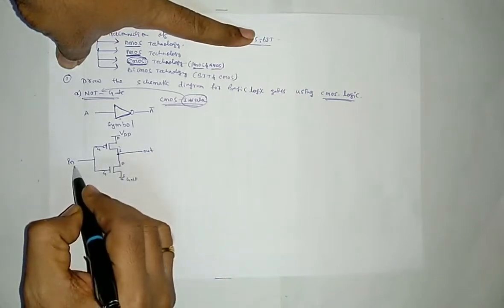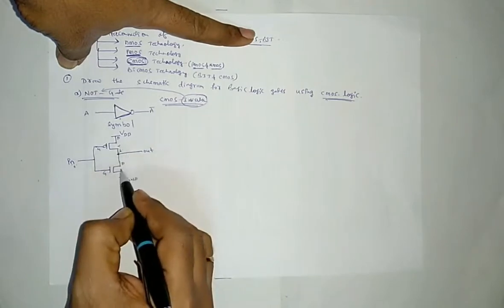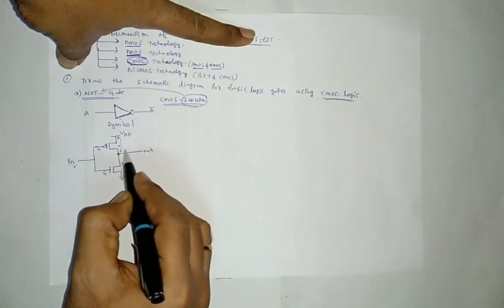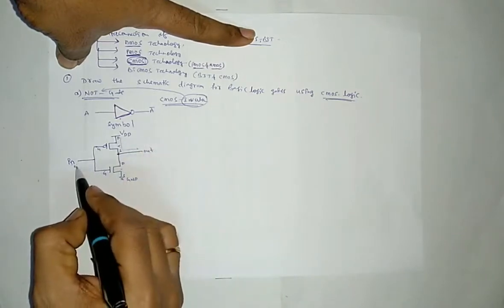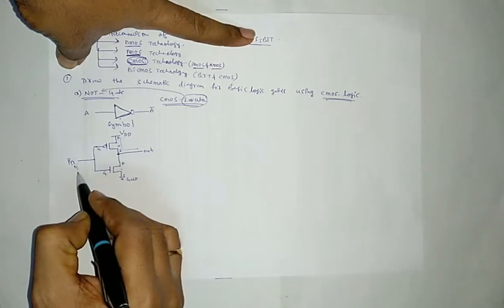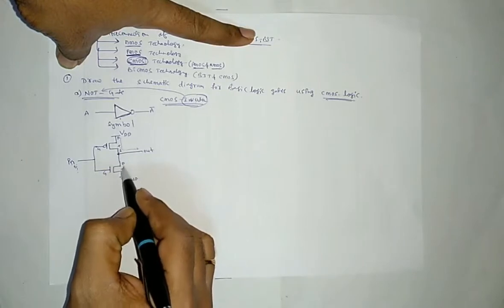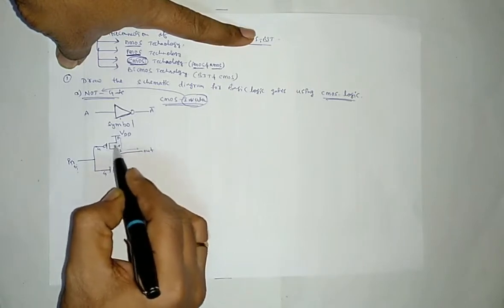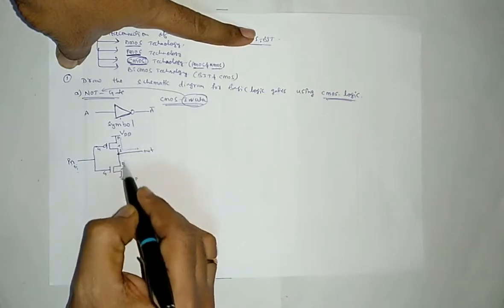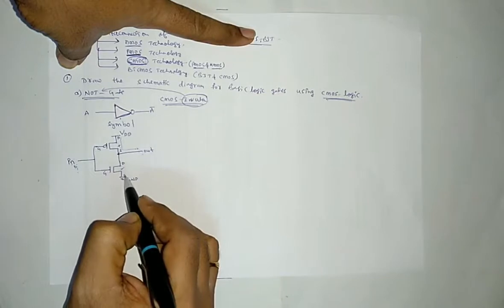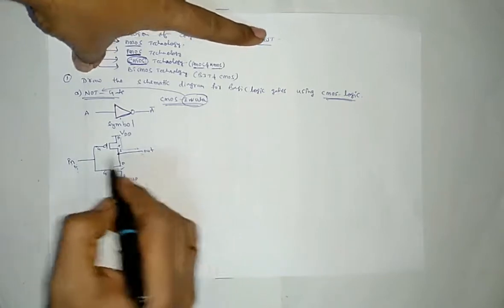Already we know the operation of this NOT gate. If input is 0, then the PMOS turns on and the NMOS turns off. Hence VDD is connected to output, and you will get a high output. Second case, if input is 1, that is high input, then PMOS is off and NMOS is on. PMOS off means it is open, so VDD is not connected to output. NMOS on means output is connected to ground, hence it is discharging. Due to that you will get a low output. That is the operation.